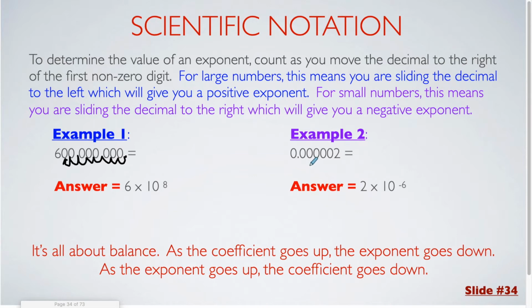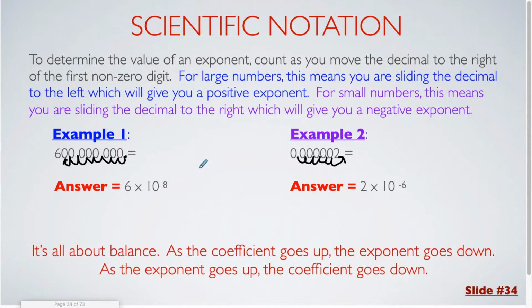In example 2, we have a number which is much smaller than 1. So this time I need to slide my decimal to the right. I'm going to slide over 1, 2, 3, 4, 5, 6 until it is to the right of the 2. Because I was moving my decimal to the right, my exponent is going to be negative.